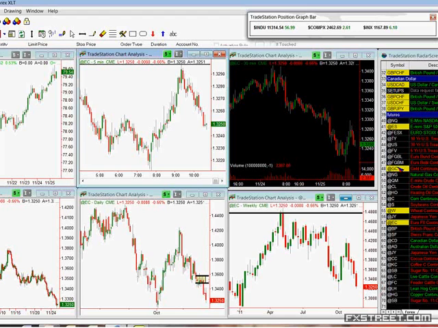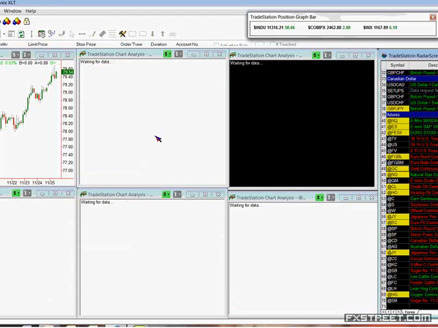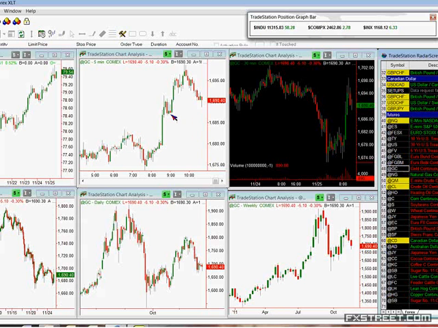Someone wanted to look at the gold market. Let's take a look at gold. We've looked at the euro, we've looked at the pound, and now let's look at gold.